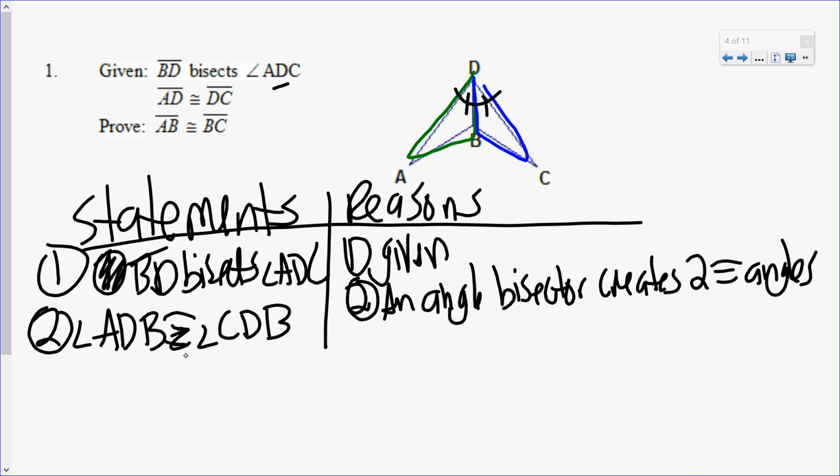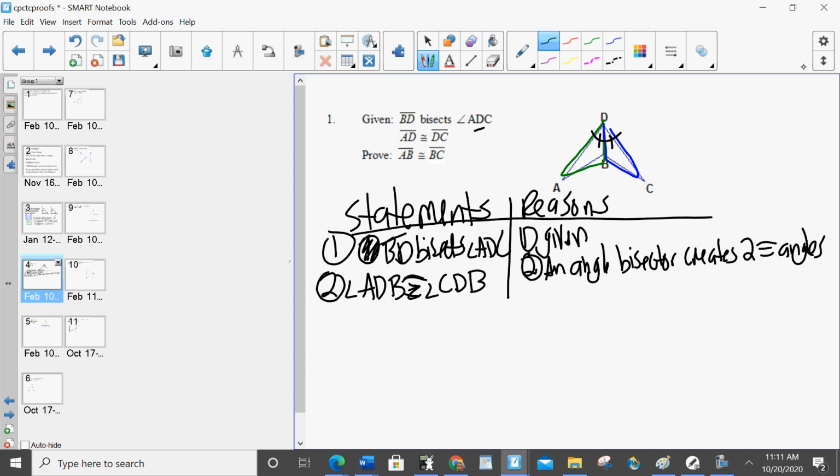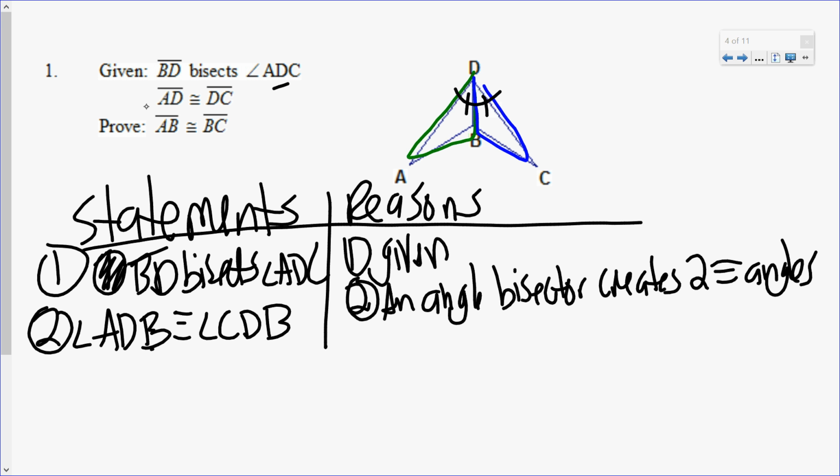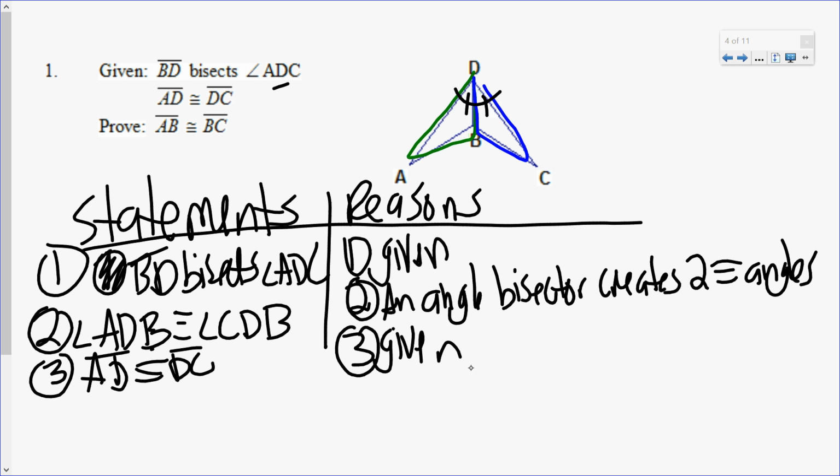So it's a little too messy. I want to fix that. Angle ADB is congruent to angle CDB. An angle bisector creates two congruent angles. I have one pair of things congruent. I need three. I go to my next given. AD is congruent to DC. Given. That's a gift. I mark my picture. I move on. I have two pairs of things congruent.